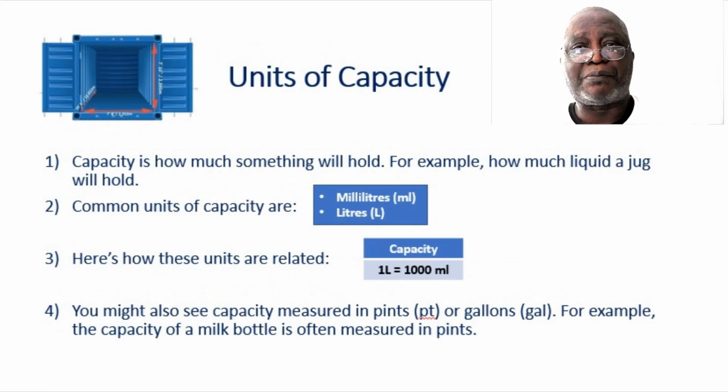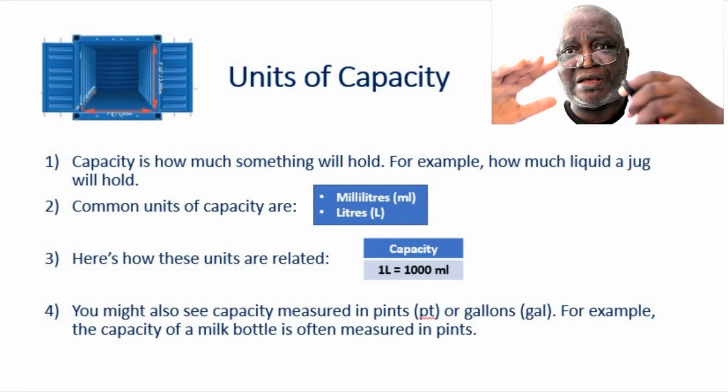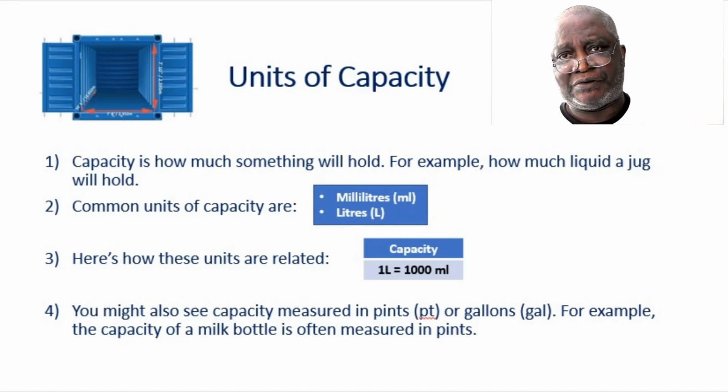We also need to look at capacity. When you're talking about capacity, you're talking about a three-dimensional object. Okay? So, capacity is how much something will hold. For example, how much liquid a jug will hold. If we talk about volume, that is how much space a three-dimensional object takes in the world. Not inside, outside, the outside area. How you measure it. You're talking about volume.